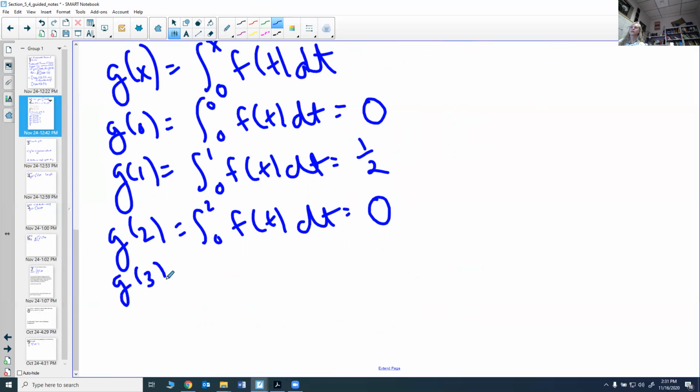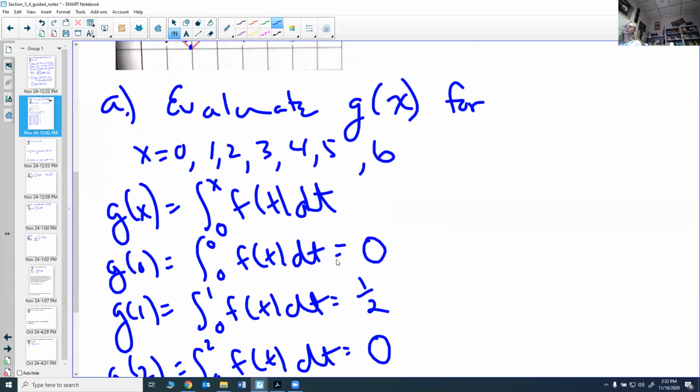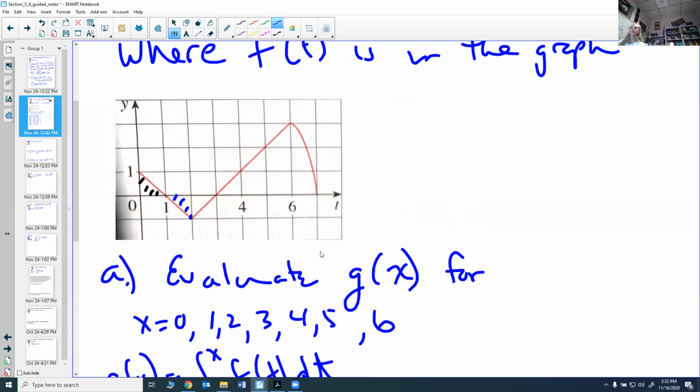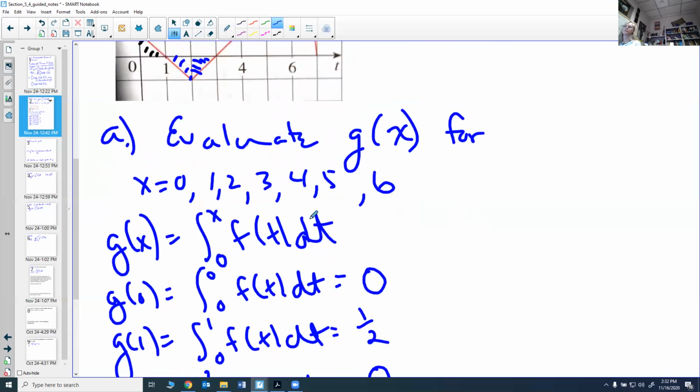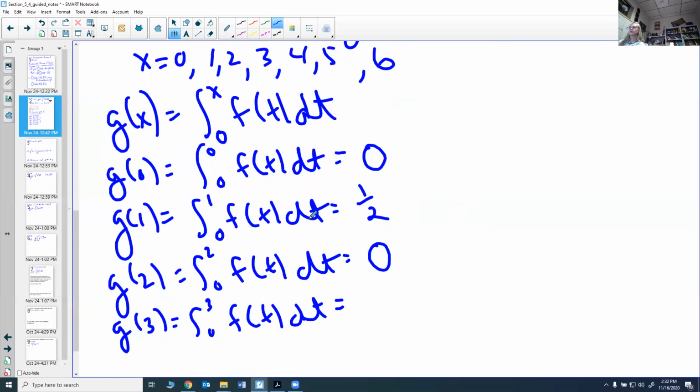G of 3 would again be the integral from 0 to 3 of f of t dt. So coming up here to our graph of our f, that would be, again, taking all this area, plus all this area, plus all this area, or actually minus these two areas because they're below the axis. So remember, these two cancel each other, and we now have half of 1, which is half. But it's below the axis, so it's minus a half.